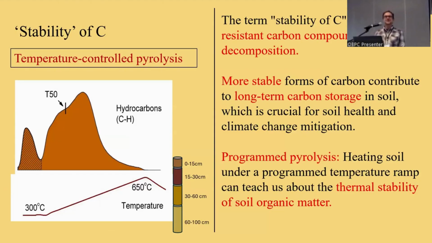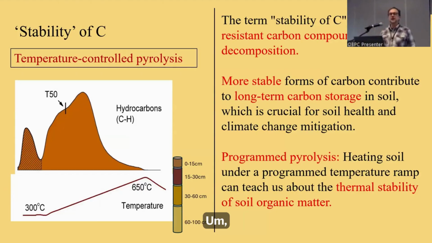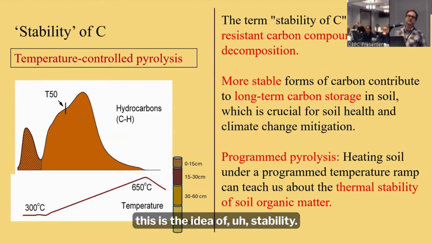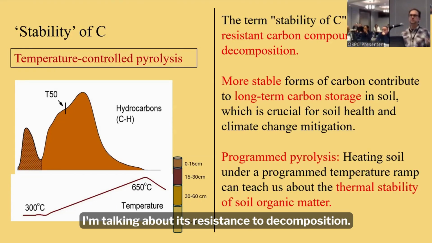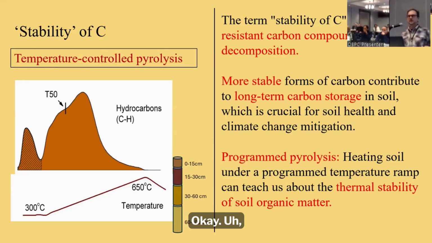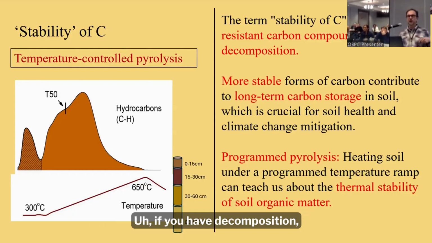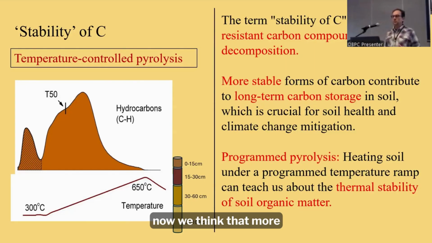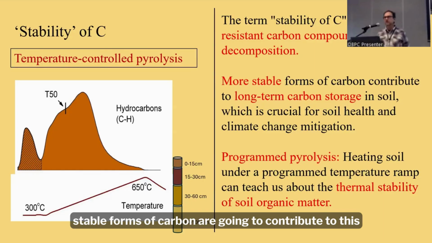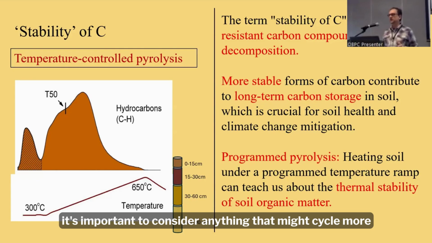Okay. This is objective 3. I'm skipping over objective 2 because Devon already did that. This is the idea of stability. And I should clarify, when I talk about stability, I'm talking about its resistance to decomposition. That ties in directly with this idea of carbon sequestration, but it also ties in directly with nutrient cycling. If you have decomposition, you have nutrient cycling. Now, we think that more stable forms of carbon are going to contribute to this long-term storage. But again, it's important to consider anything that might cycle more quickly.